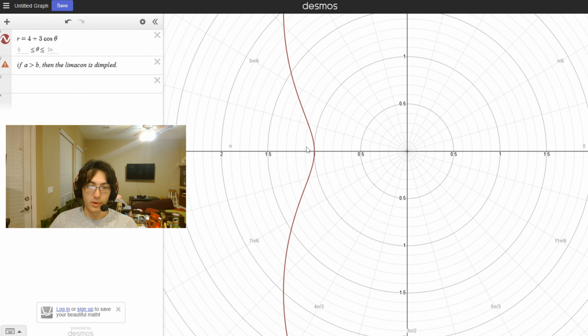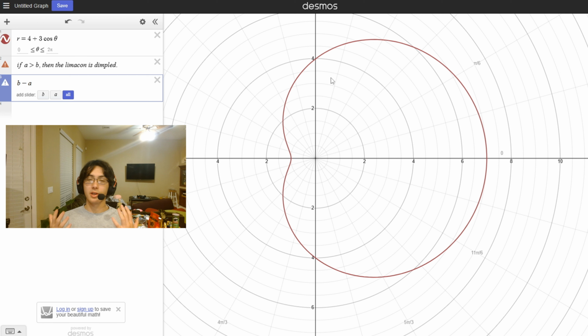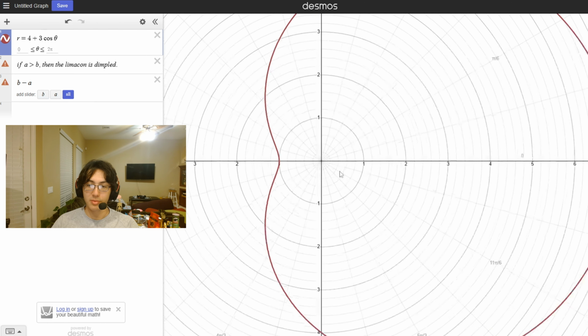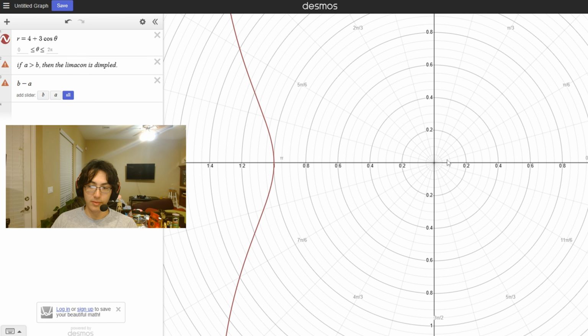Now, we can actually find this value using A and B again. It's simply B minus A, similar to finding the diameter of the inner loop from the inner loop limacon, and this will yield us a value of 3 minus 4, which is -1. And that makes sense because our value is -1 from here.